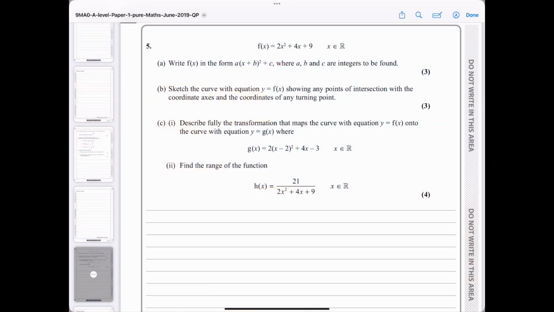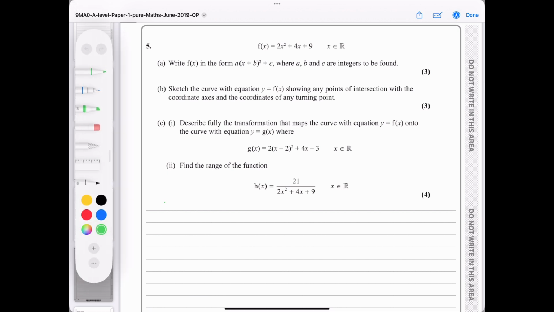Continuing with this A-level paper from June 2019, and it is Edexcel. So we're looking at this function, f(x) equals 2x squared plus 4x plus 9, and they want us to complete the square so that we put it in this form, which will show us where the turning point is.